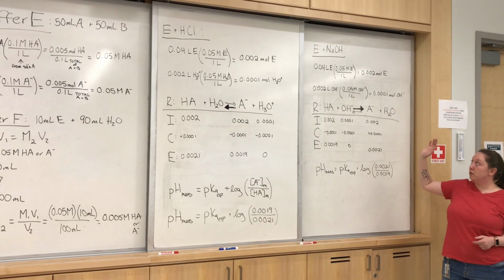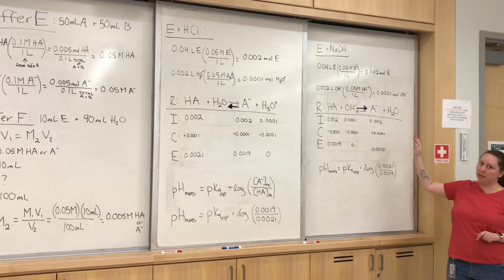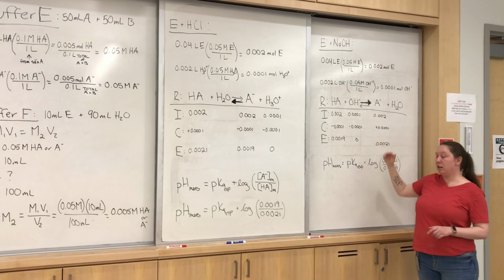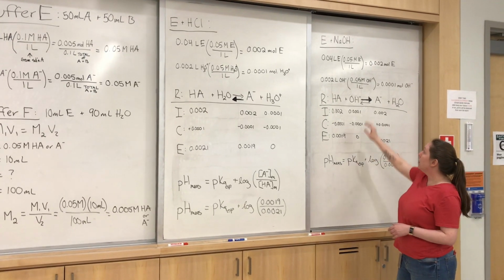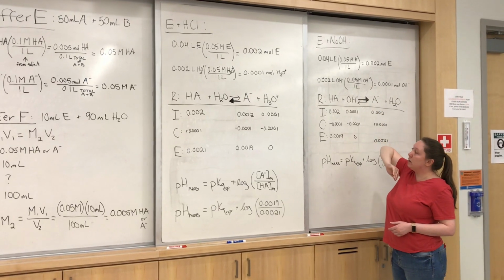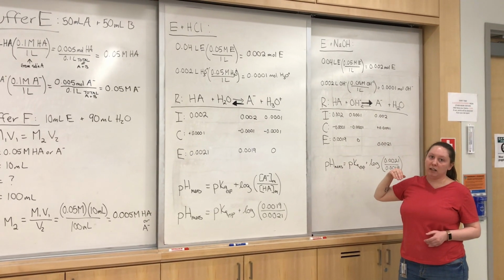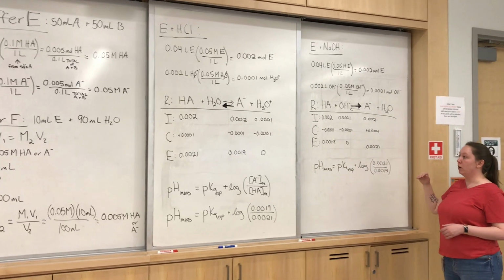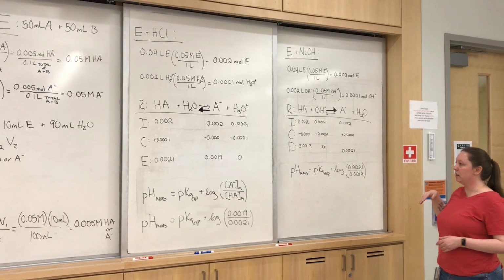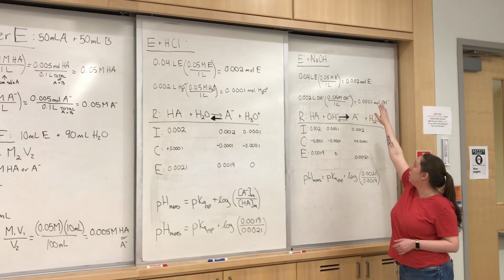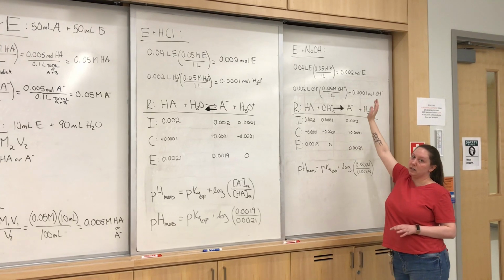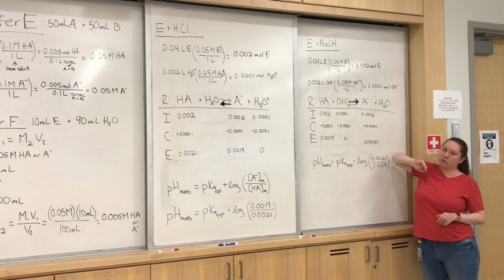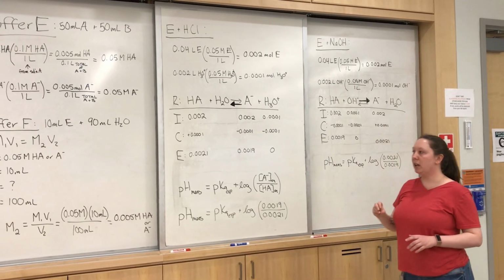So you will have to do this ice table and calculations again for F and G. Remember, the only difference is that the concentration is going to be diluted by a factor of 10 for G, and then another 10 for F and another 10 for G. Okay, so your top initial moles is going to be different. You're going to be adding the same amount of OH for all of them.